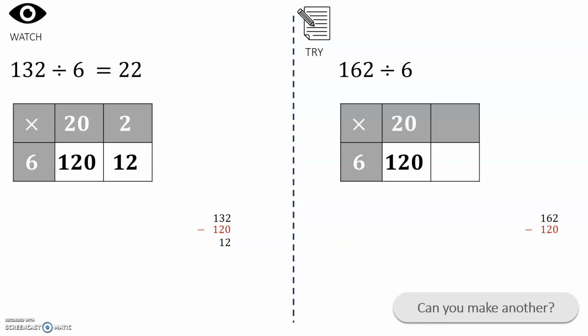Okay, checking my running total means that I have 42 to use up. And luckily 42 can go straight into that grid because it's a multiple of 6. 6 times 7 is 42. Therefore 162 divided by 6 equals 27.